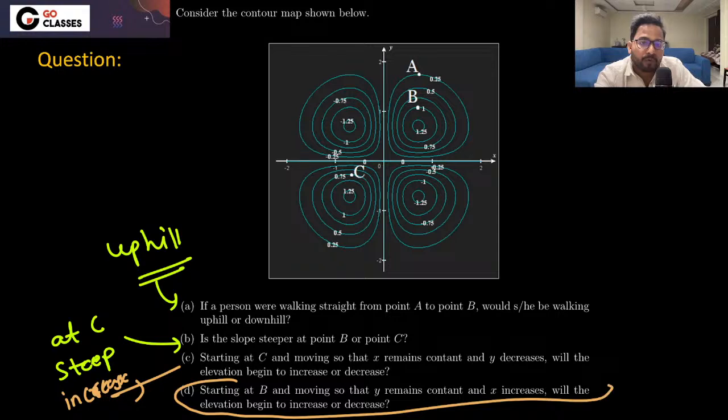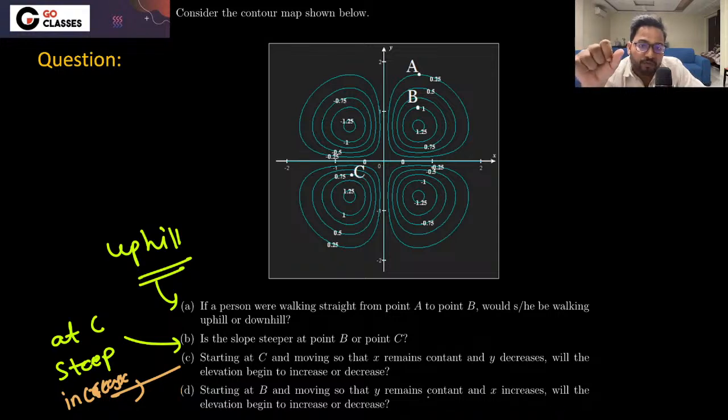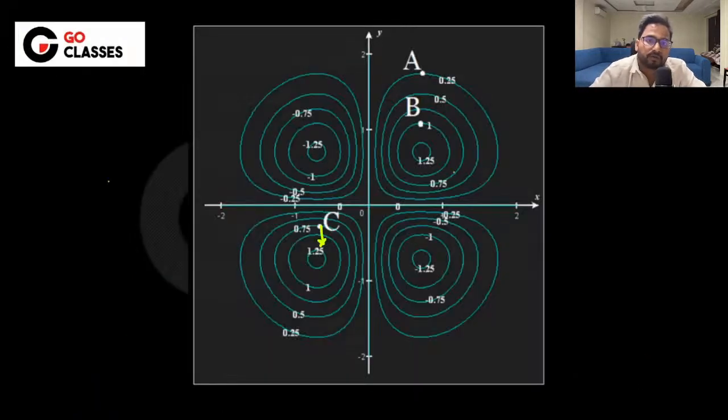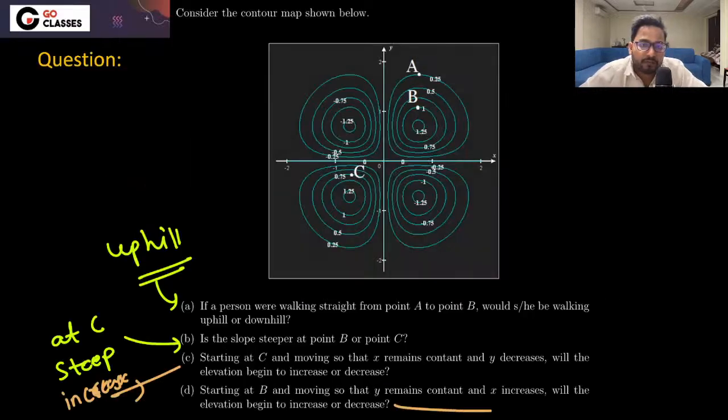Let's just solve the last question, D. Starting at B and moving so that y remains constant and x increases, which means you are going like this. Will the elevation begin to increase or decrease? If you are going like this, from 1 you are going to 0.5. Then what will happen? It will decrease, right? So here it will decrease.